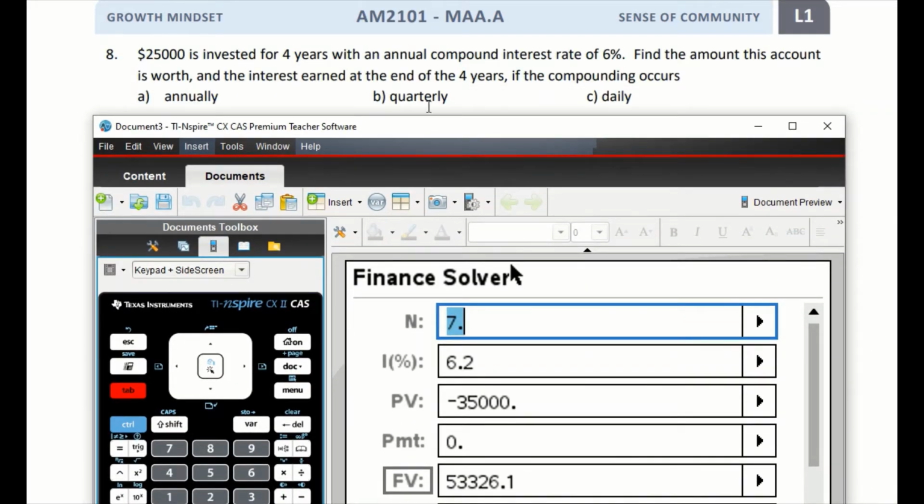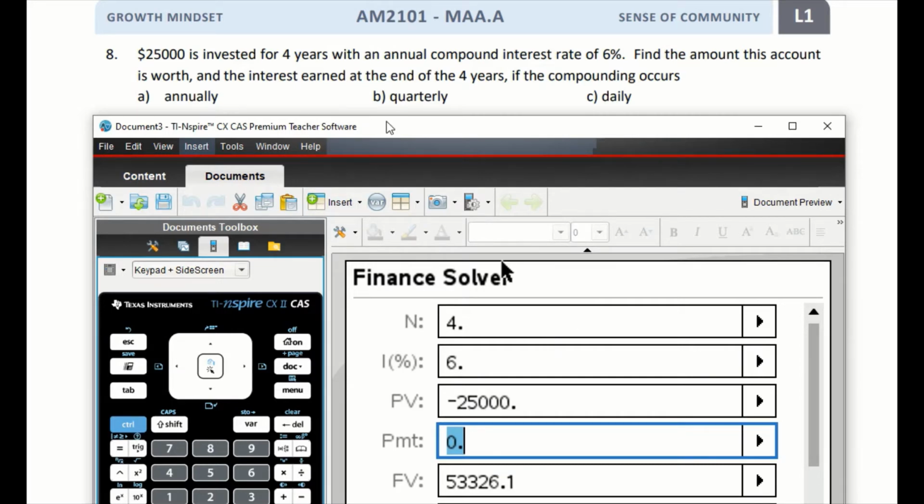So for this case, let's start with the first one. So it's annually, and you put in 4 years. So 1 year, one time, and 4 years, so total 4 times. Alright, then after that, the I interest rate is 6%, PV is negative 25000, payment 0 as well. So we are finding the FV.